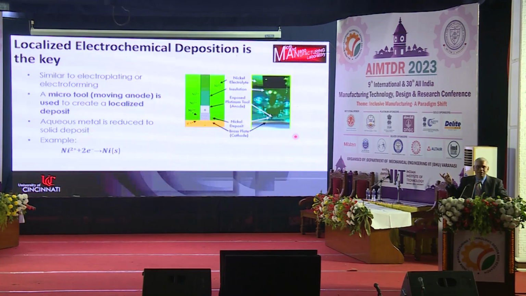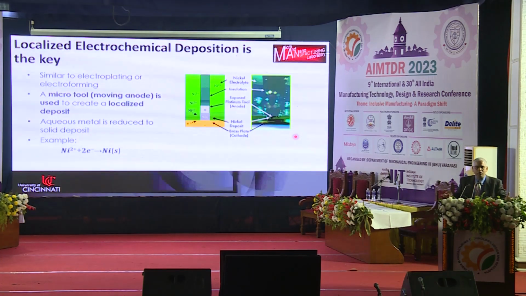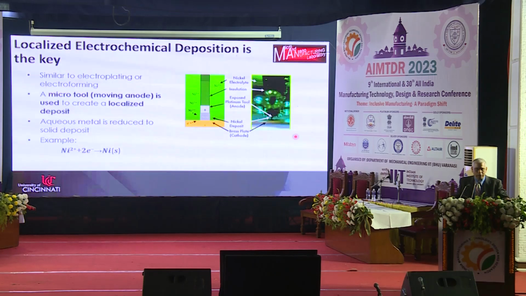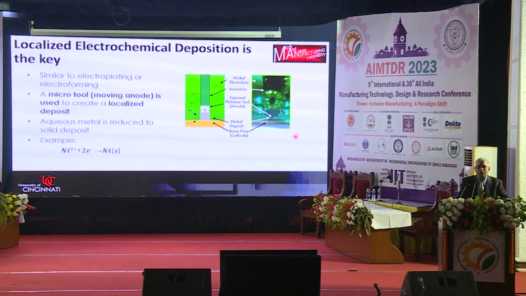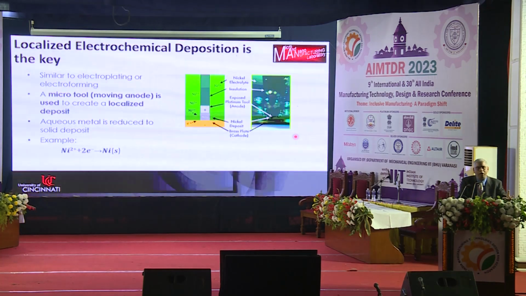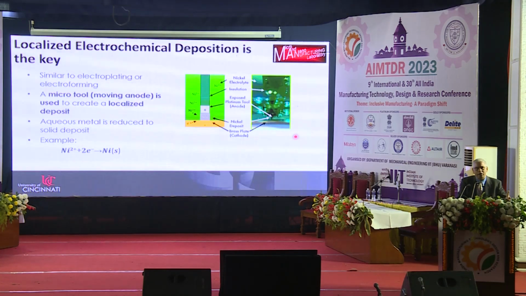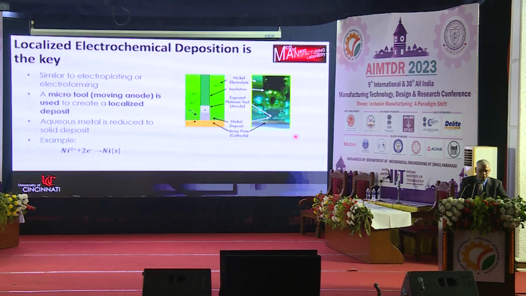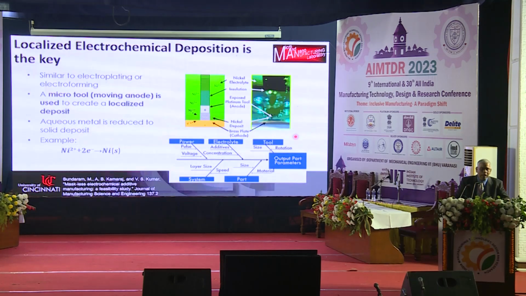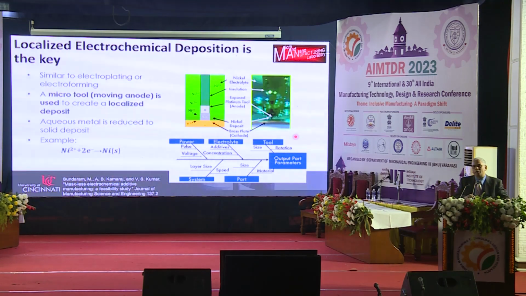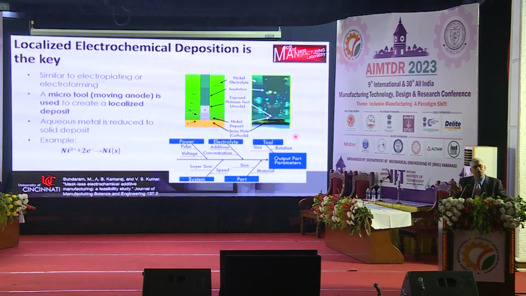So the basics still remain. The electrochemistry won't change whether you are doing electroplating, electroforming, or ECAM. Still it is the redox reaction. You have the metal ions and then you do the reduction reaction to get the solid product deposited. Lots and lots of process parameters are there. Each will play a role, and you can have plenty of studies on every aspect of it.